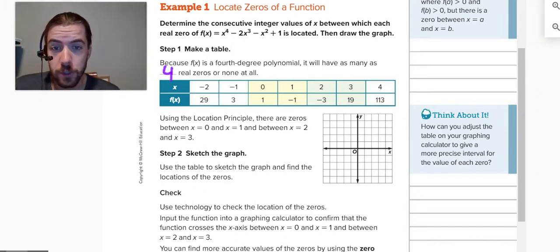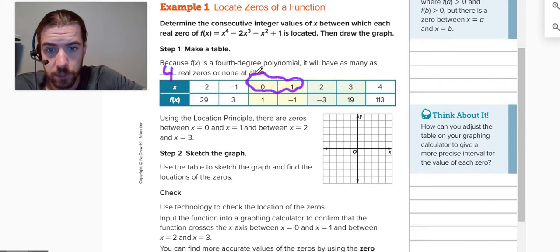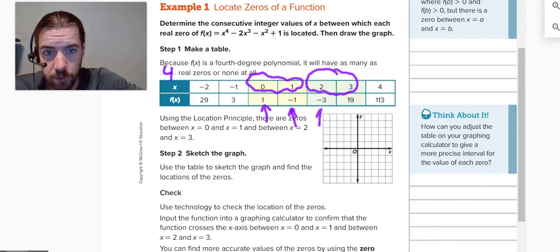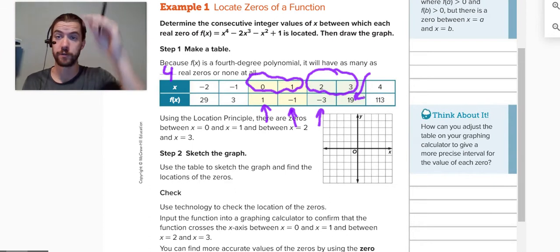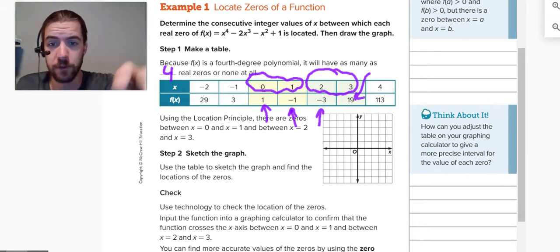Okay, using the location principle, we should identify there are zeros between x equals 0 and x equals 1. So we're saying between these two locations here, right? Because we go from a positive number to a negative number. And there should be one between 2 and 3, because we go from, once again, a negative number to a positive number. Whenever we switch positive to negative or negative to positive, we imagine there must be a 0 in between.